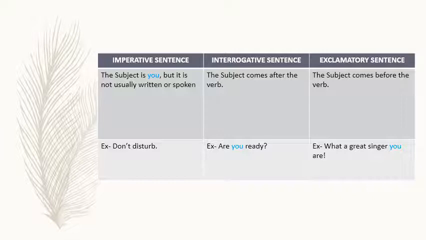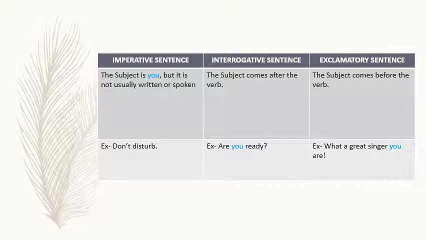Now how to find a subject in an interrogative sentence? The subject in an interrogative sentence comes after the verb. So here we can see, are you ready? Here are is the verb, and we have just studied that the subject comes after the verb. So here are, and then we have the subject you, then ready. So, are you ready?